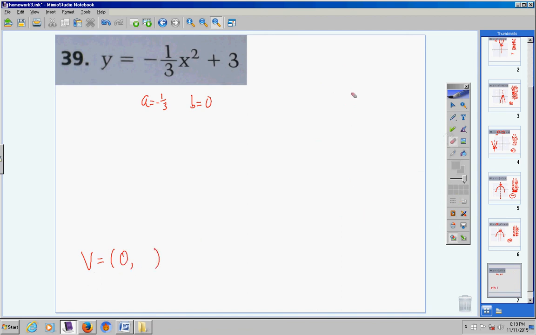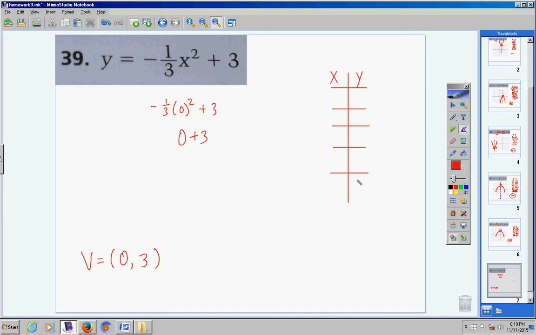Now, pick up 0 and substitute it in for x. Negative 1/3 times 0 squared, plus 3. Well, you're going to get 3, guys. If you square 0, you get 0. 0 times 1/3 is 0. So 0 plus 3. So there is my vertex. Right in the middle I'll put 0, 3. Going up, that's 1 and 2. Going down, -1, -2.